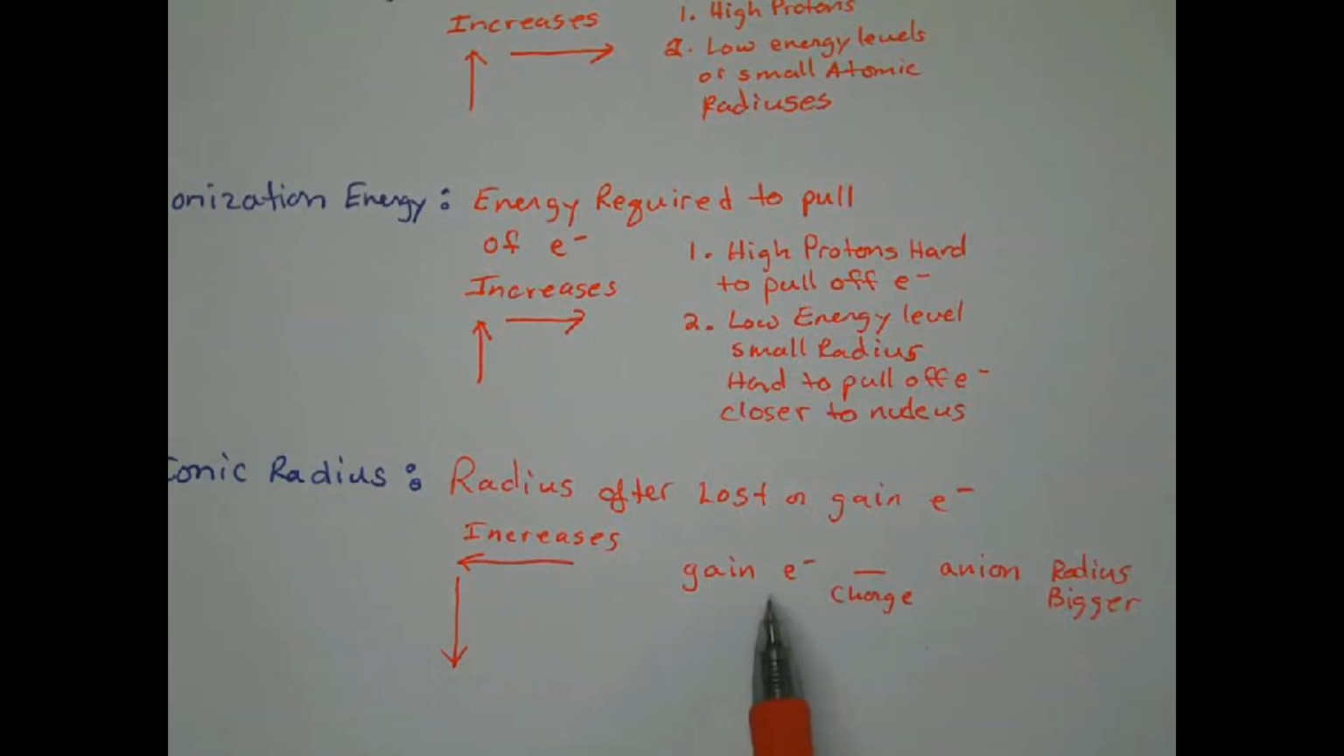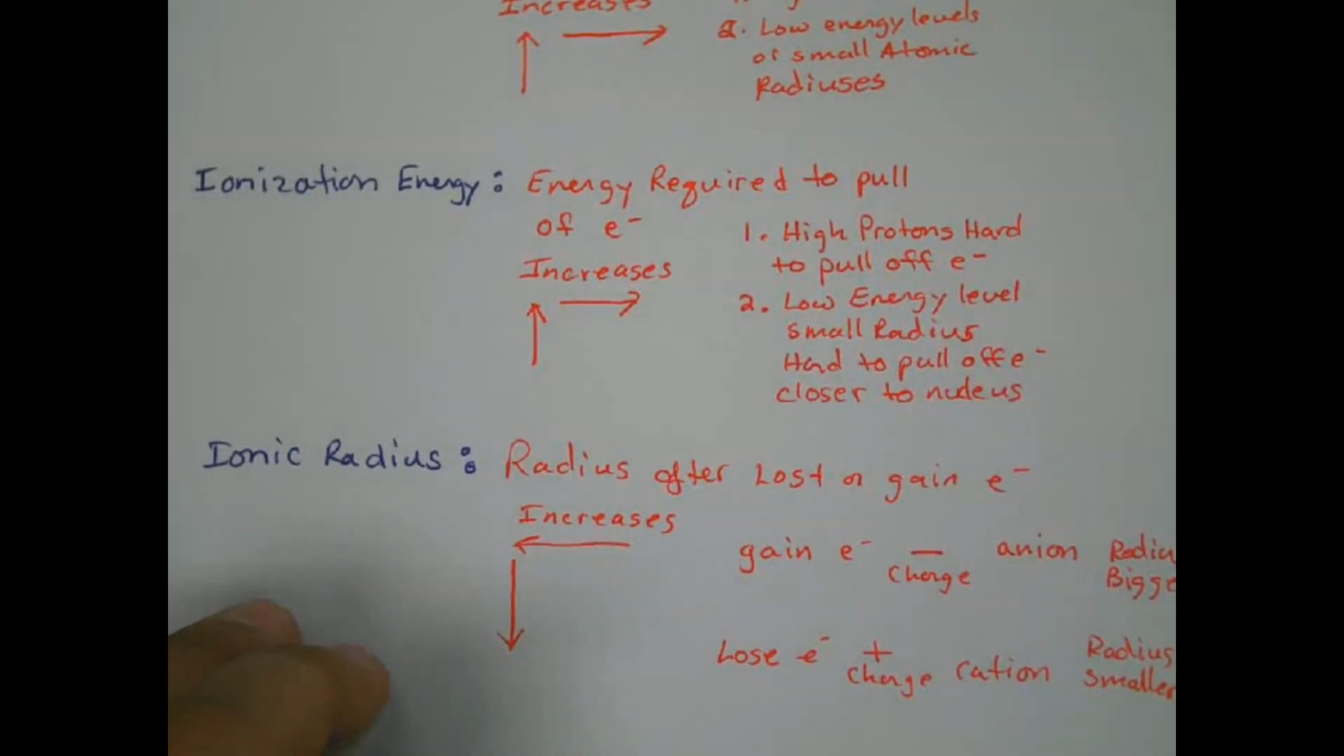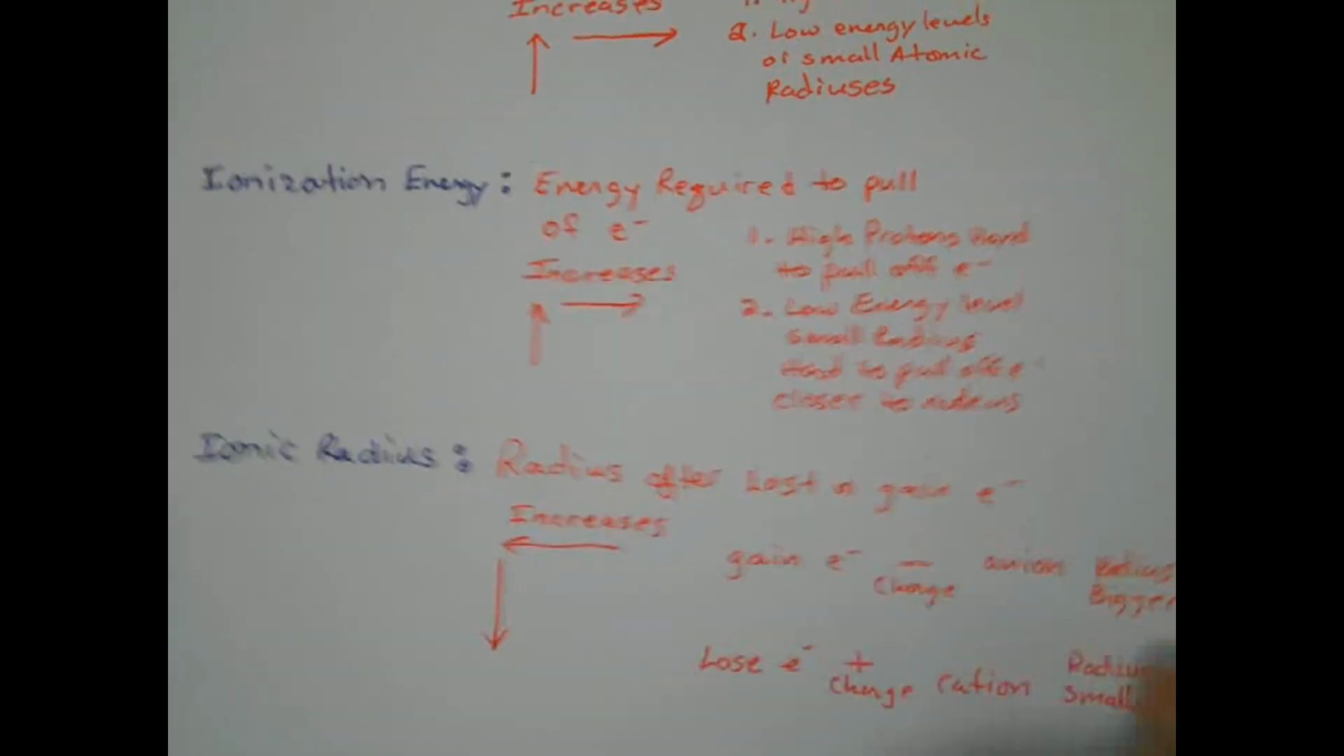Okay, that's the big part right there. When you gain an electron, you take on a negative charge, we call those anions, and your radius is going to get bigger. When you lose an electron, you take on a positive charge, we call those cations, and your radius gets smaller. Okay, so those are the two important key facts here. And guys, it's not hard when you're doing these atomic radiuses. It's actually pretty simple. So let me give you an example here.